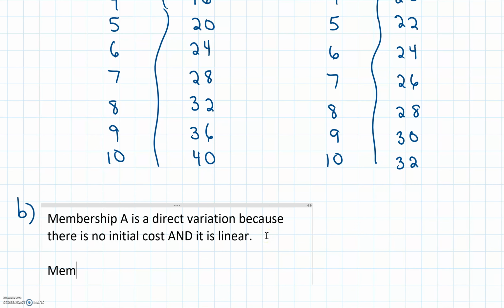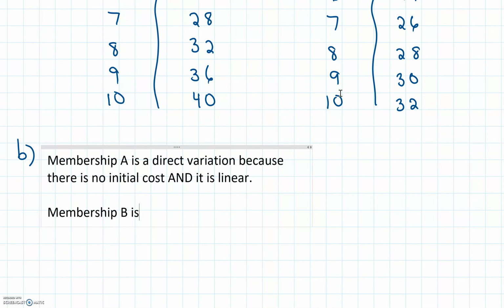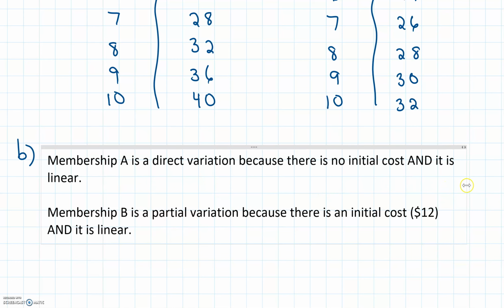And then we have to answer for membership B. If we go up to the table to help us determine that, membership B does not start at 0, 0, so it does have an initial cost. That means it's a partial variation, and that's because there is an initial cost, and we could put it in brackets if you want, and it is linear. So both of these graphs are going to create straight lines, because the rate is always constant. We need equations for both.